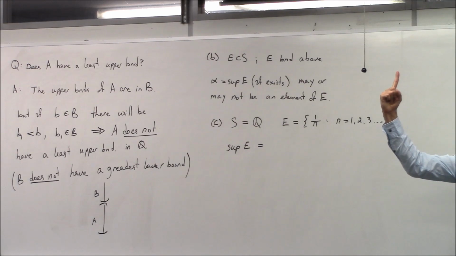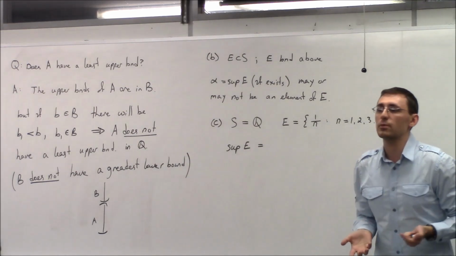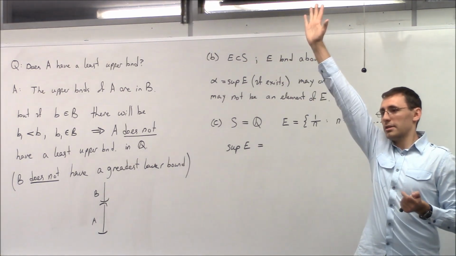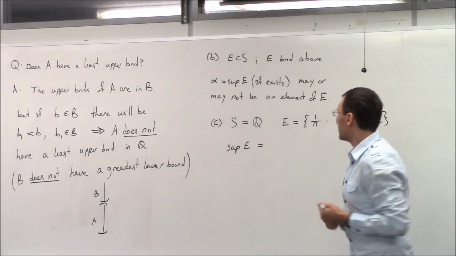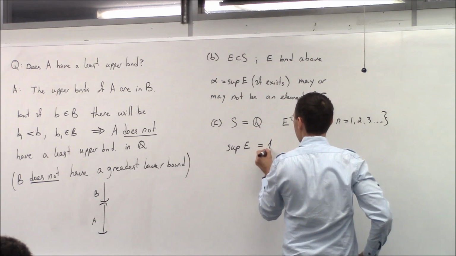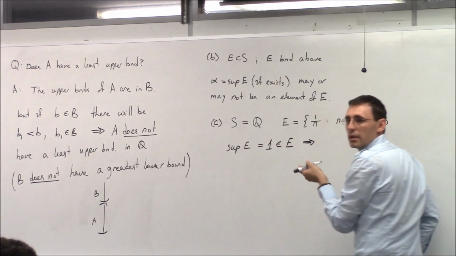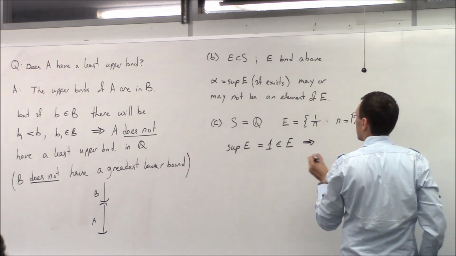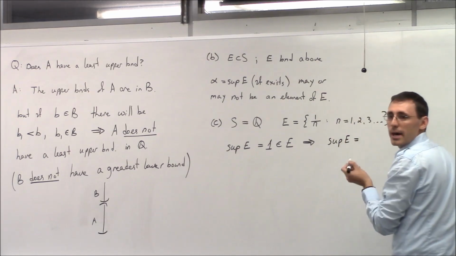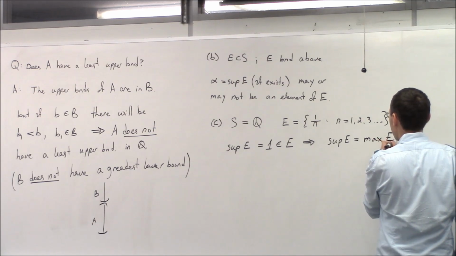So I have 1, then I have 1/2, then a third, a fourth, a fifth, right? What is the supremum of this set? Raise your hand. Yes, please? 1. The supremum of the set is 1, which belongs to E. Right? 1 is actually an element there, so that implies that the supremum of E is the same as the maximum of E. Okay?